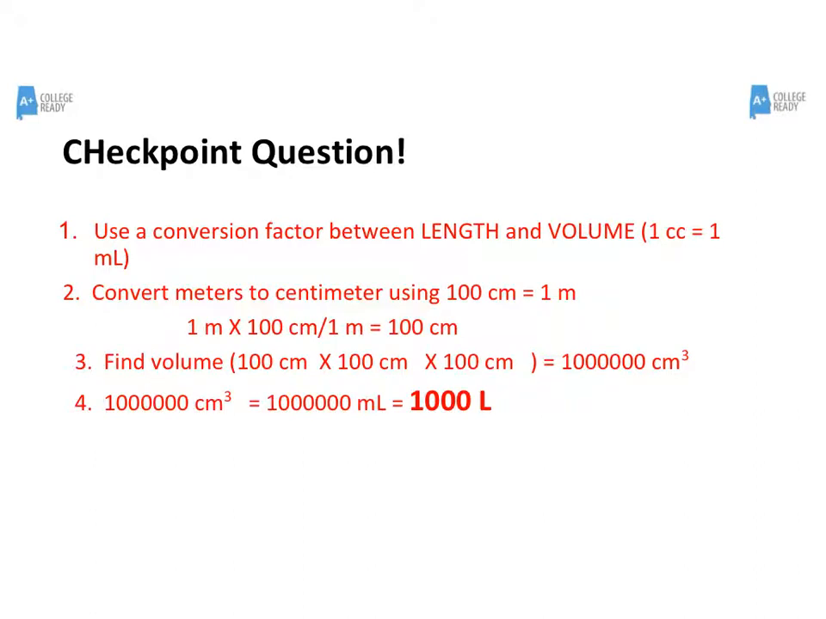Well, we want to use a conversion factor between length and volume. We could use the cubic centimeter is equal to 1 ml, or we could use a cubic decimeter is equal to 1 liter. I'm choosing the centimeter because it gives us one more opportunity to do some metric conversion.